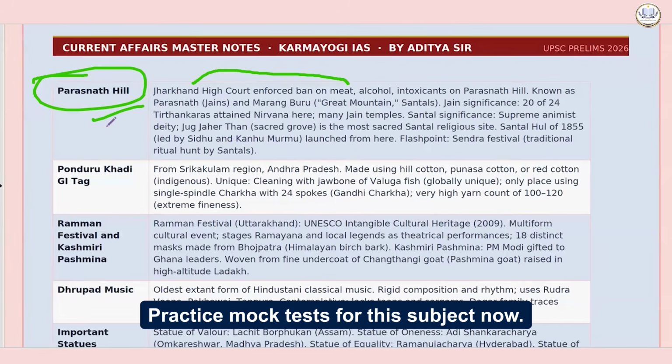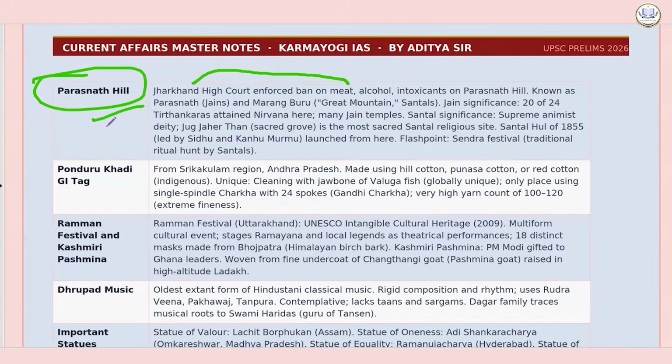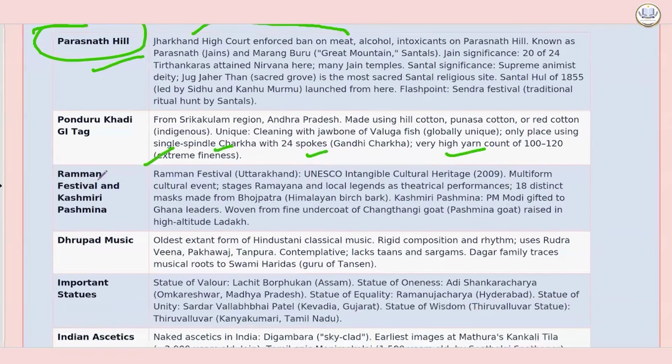And we have Ponduru Khadi, which got a GI tag, from the Srikakulam region, Andhra Pradesh. It is made using hill cotton, Bunasa cotton, or red cotton. It is the only place using a single-spindle charkha with 24 spokes, the Gandhi charkha, with a very high yarn count of 100 to 120, extreme fineness.